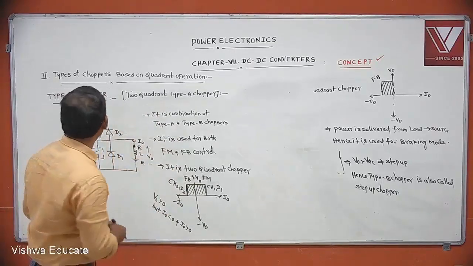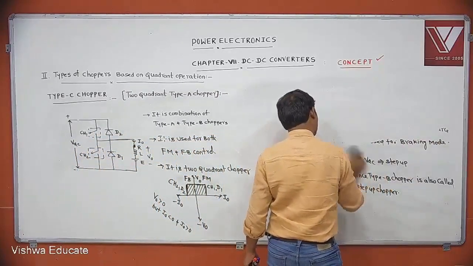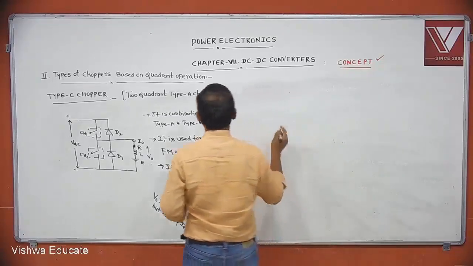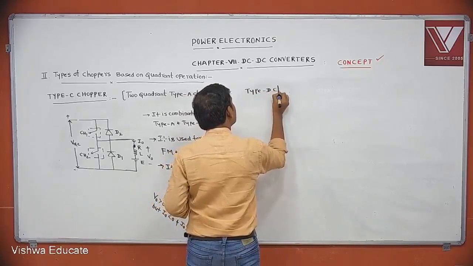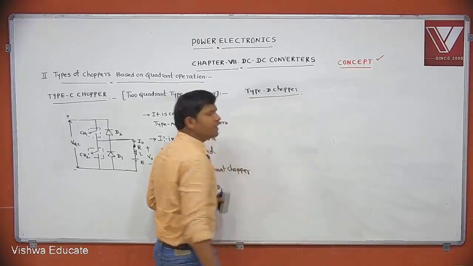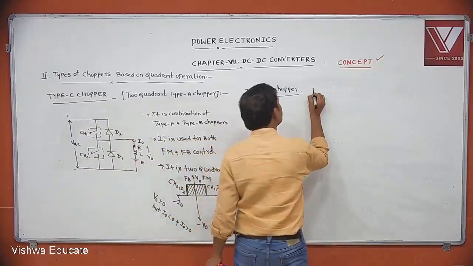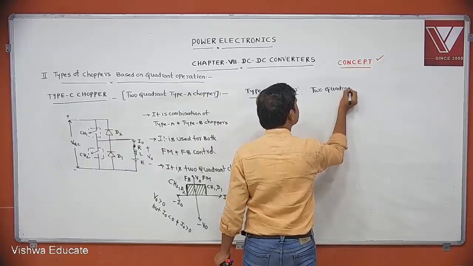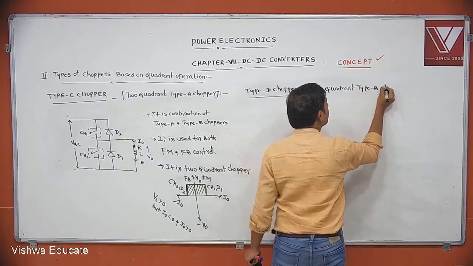Okay. Next, type D chopper. Concentrate. This type D chopper is also called two quadrant type B chopper. It is also two quadrant but a modification from type B. It is also called two quadrant type B chopper.